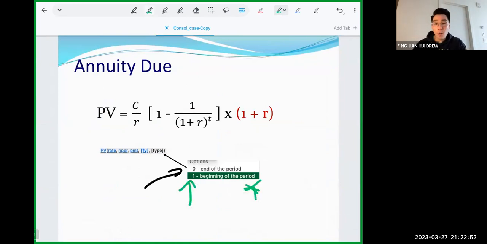So in terms of all questions, you should probably write this down if you feel that it's better to write down. You should assume that it's always an ordinary annuity, meaning type is 0. So the cash flows are happening at the end of the period. Only if otherwise stated in the question as beginning of the period, then we should use type equals 1. So all questions have cash flow at the end of the period unless otherwise stated. All right.